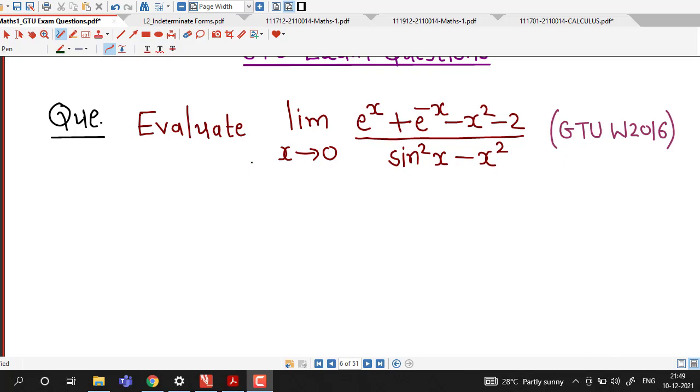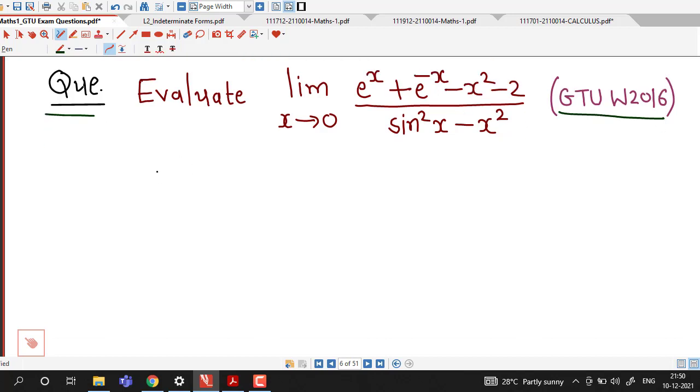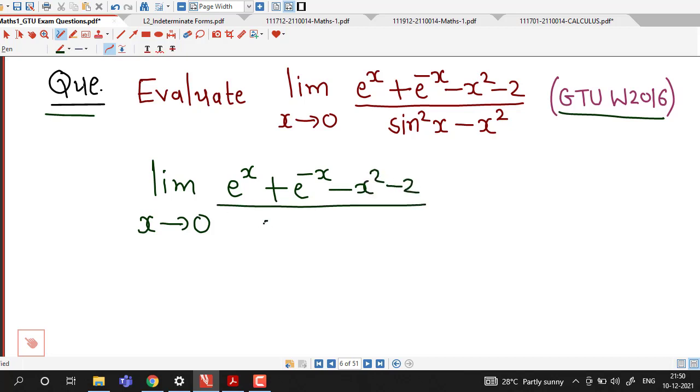In this lecture, we are going to discuss this question which was asked in GTU Winter 2016 exam. So let's try to evaluate this limit. First we write down the given limit. It is the limit as x approaching 0 of (e^x + e^(-x) - x^2 - 2) divided by (sin^2 x - x^2).